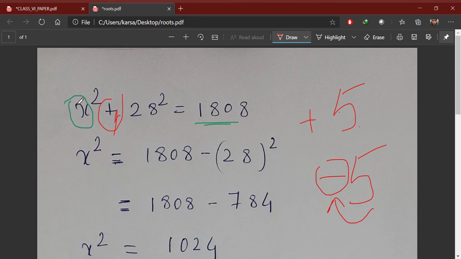So I need to find x square. Anyhow, I need to send this 28 square to the right hand side. How can we do it? We just need to change the sign to minus. When I send this number 28 to the right hand side, I need to change the sign to minus 28 and write like this. So this means that x square is equal to 1808 minus 28 square. Okay, did you get it?